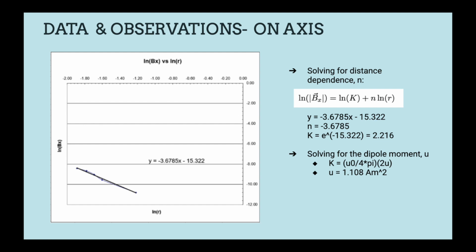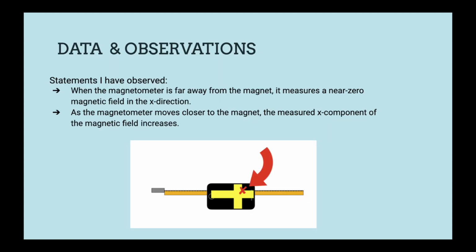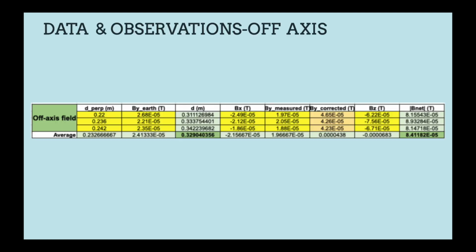The two statements I observed during this experiment are that when the magnetometer is far away from the magnet, it measures a near zero magnetic field in the x direction. And the second statement is that as the magnetometer moves closer to the magnet, the measured x component of the magnetic field increases.